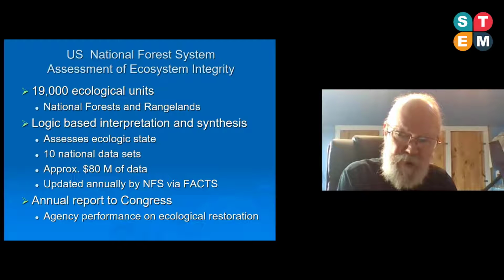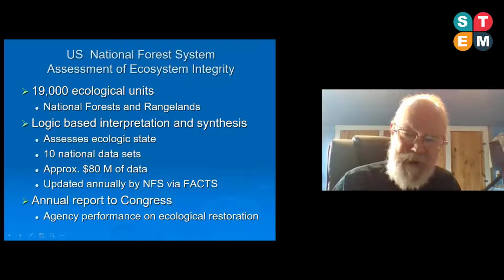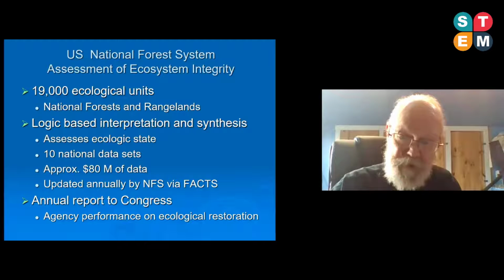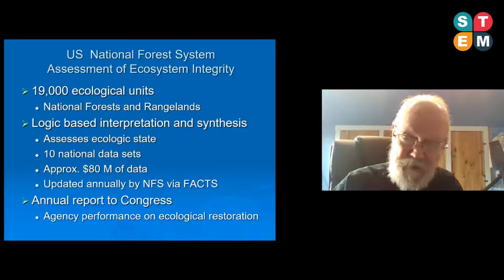But we also draw upon another database system called FACTS. FACTS is basically the Forest Service's data repository for all the management activities that take place on all Forest Service land. And we draw upon that and update these large national data sets to, at the end, produce an annual report to the US Congress, in particular on the agency's performance with ecological restoration. So the focus here is very much about outcomes instead of counting widgets, which has been, since the early 2000s, a major focus of decision support systems.